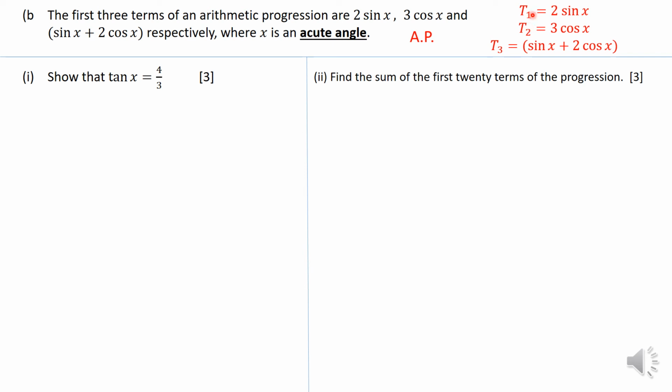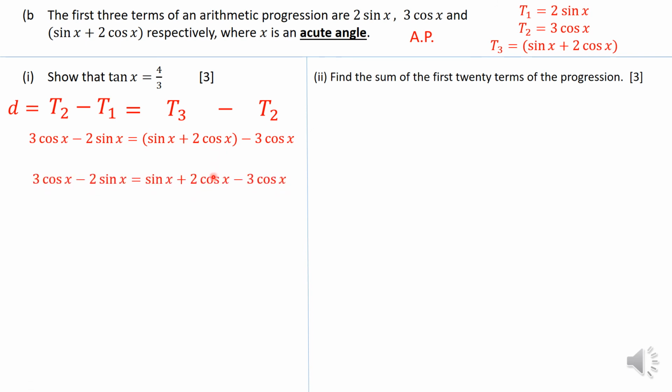What is important is that the first term can also be represented by the letter a. When you're dealing with arithmetic progressions, you need to know what the common difference is. You normally get it by taking the second term minus the first term, which would be the same as the third term minus the second term, in that order. When you subtract successive terms like this, you should get something which is the same. So you just go ahead and replace that, and at the end of the day, I want all my cosines on one side and all my sines on the other. Eventually you should get to 4 cos x is equal to 3 sin x.